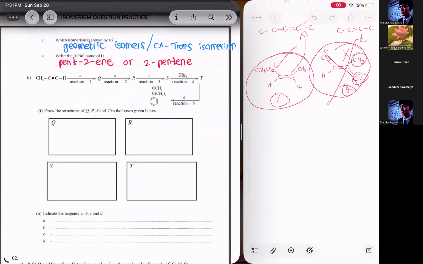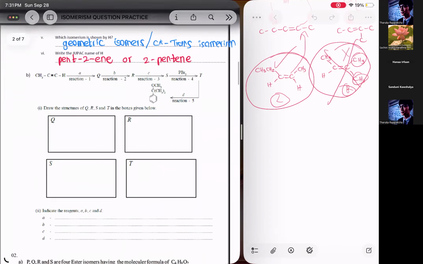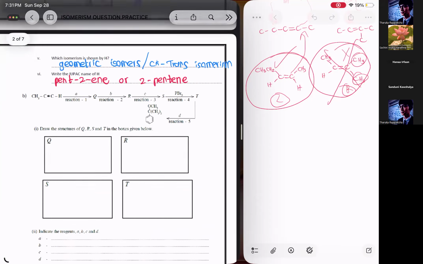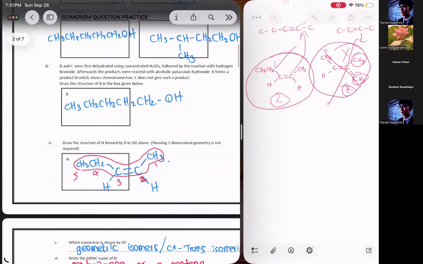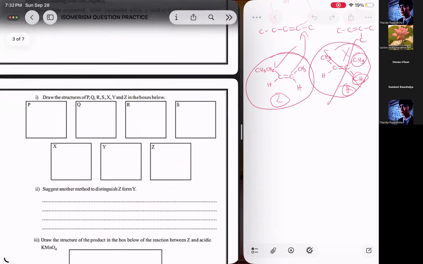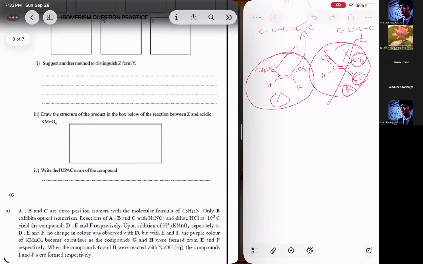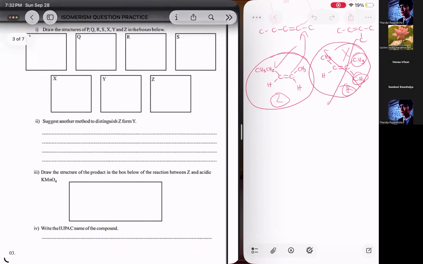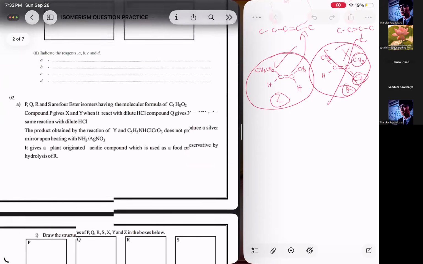I'm not going to spend much time on this, people, because this is a conversion. I'll only do isomerism in this session. Let's go to the second structural question because that is the most important part, where you can write the reactions. Look at the second question.